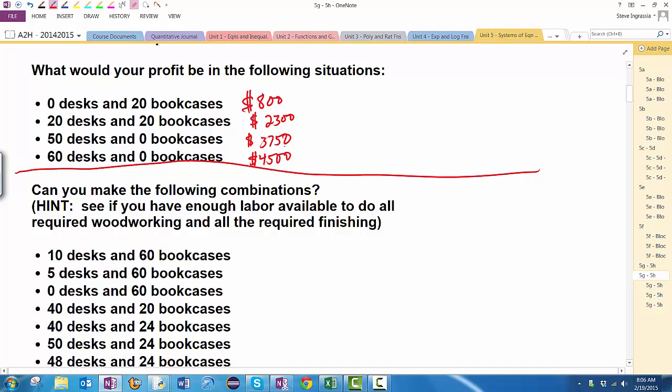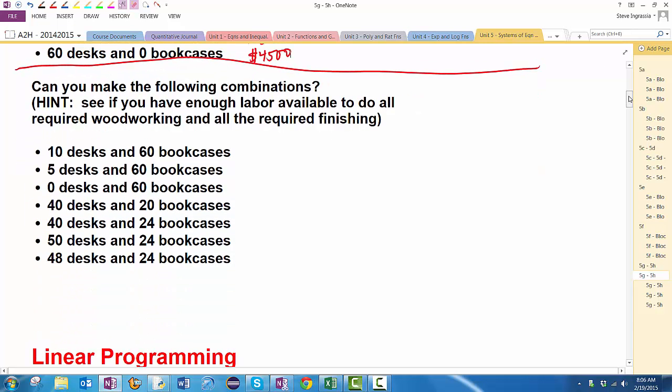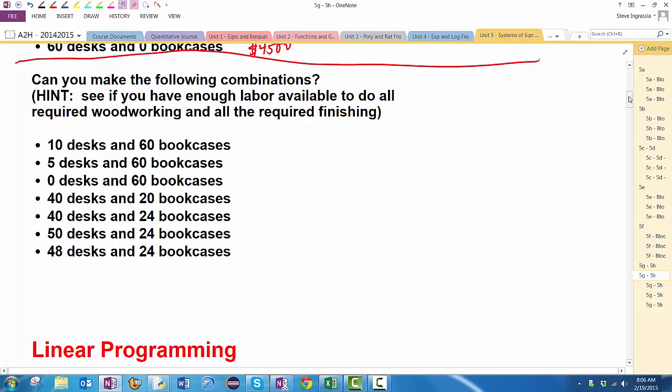Now, you're going to have to tell me, could you possibly make the following combinations? Now, the way you're going to tell this is you are going to see if you have enough labor available to do all the required woodworking and all the required finishing. So I've given you 7 scenarios here. I want you to give me a yes or a no. Yes, they could make 10 desks and 60 bookcases because they've got enough woodworking and finishing hours, or no, they couldn't. If you write down no, you have to tell me why. Not enough finishing hours or not enough woodworking hours. So pause the video and answer the 7 questions right here. Pause the video now.